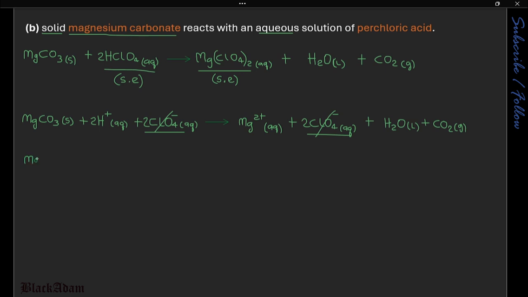So perchlorate is found on both sides, so they cancel out, and our net equation is going to be magnesium carbonate, solid, plus 2 hydrogen ion, aqueous, which gives us magnesium ion, 2 plus, aqueous, and then water, H2O, which is liquid, and carbon dioxide, which is gas. So that's our answer for the second example.